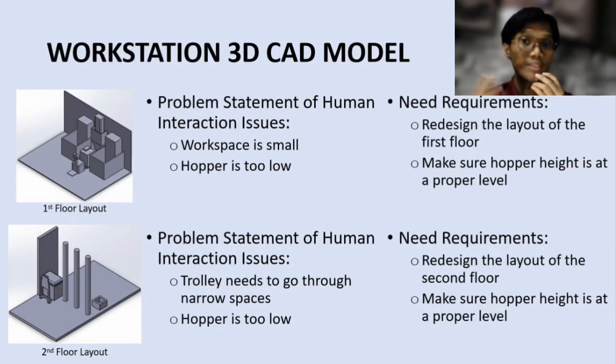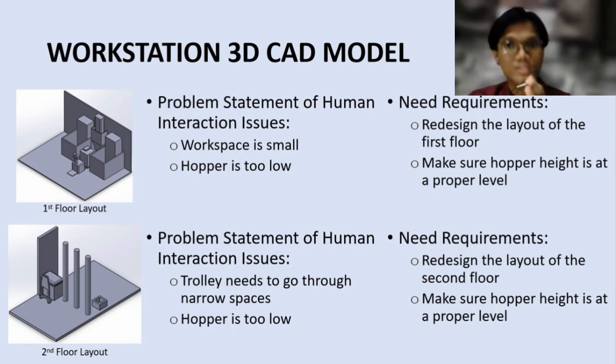The problem statement for the first floor is that, as you can see, the workplace is small, so it will be hard for the worker to move around that area. Secondly, the hopper is also too low, so the worker needs to have an awkward position when pouring the sack's content. So the requirement for this layout is first to redesign the layout to become bigger, and after that to make sure the hopper height is at proper level.